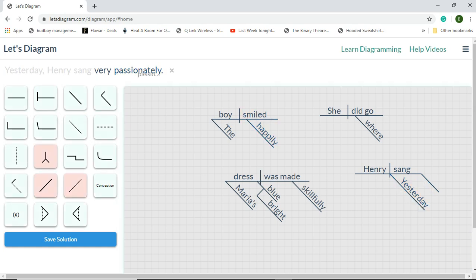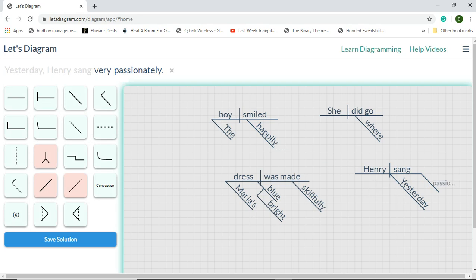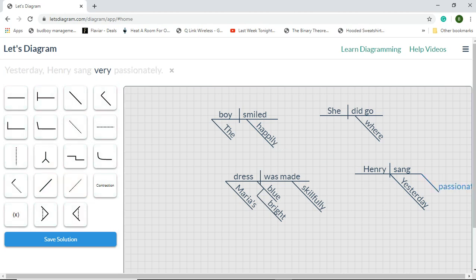And how did he sing? He sang passionately.